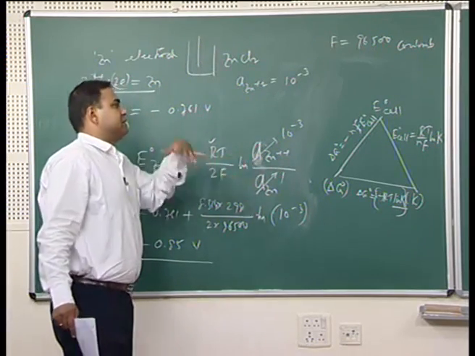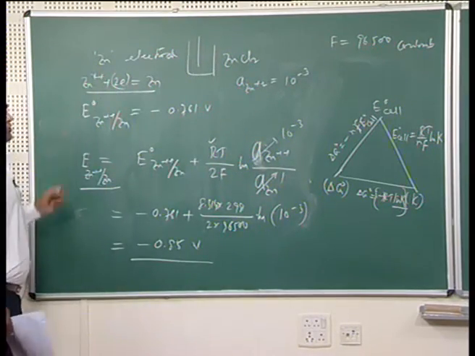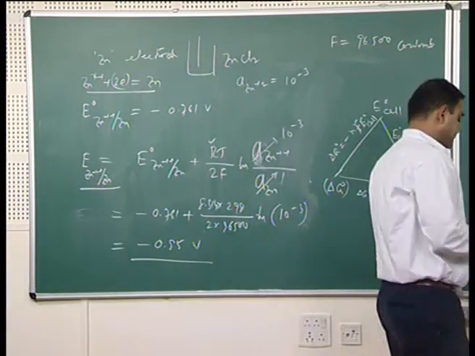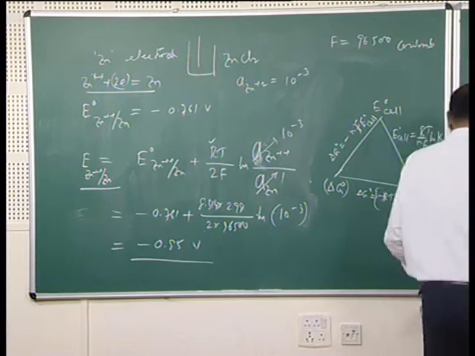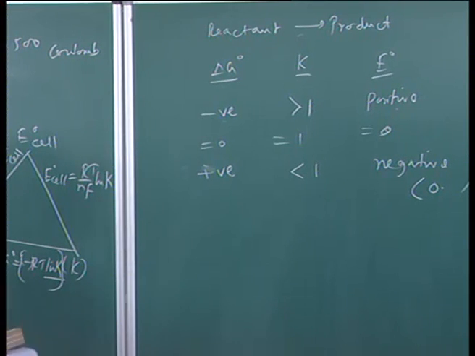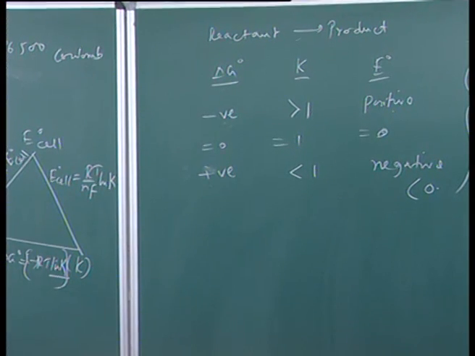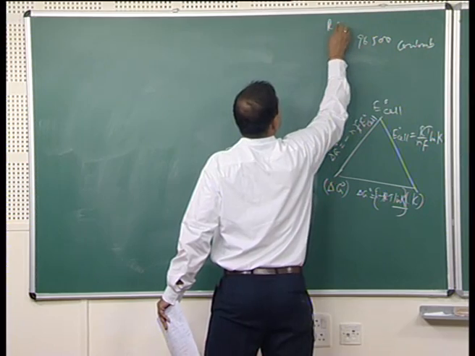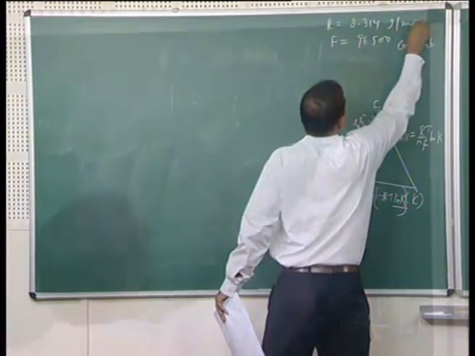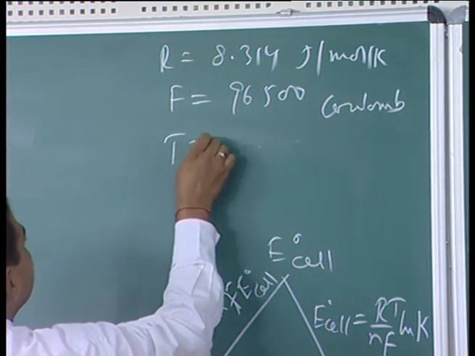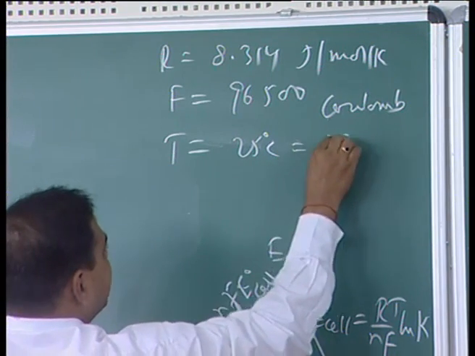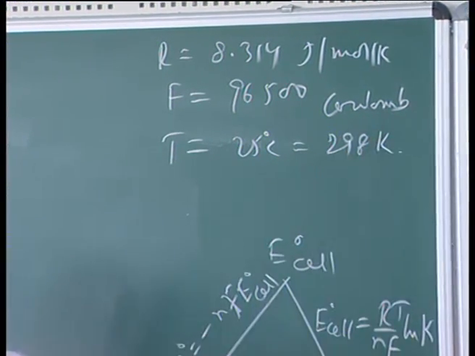So if the activities are different, then you can calculate from this Nernst equation. Now this is one example. Now let me have another example. This is a little bit tricky. We will be using this concept just to find out whether a reaction is possible or not. Let me put all those values, R equal to 8.314 joule per mole per Kelvin, and T we always consider as 25 degrees Celsius or 298 Kelvin.